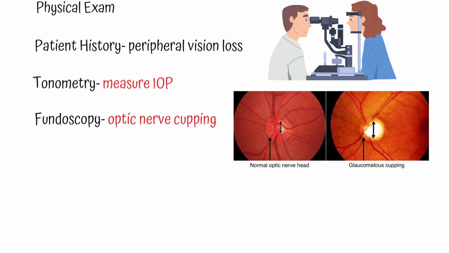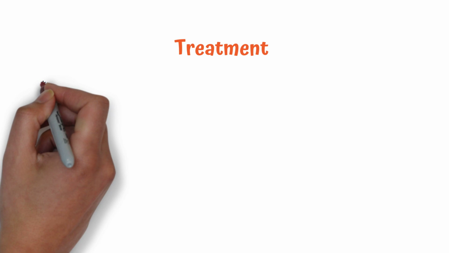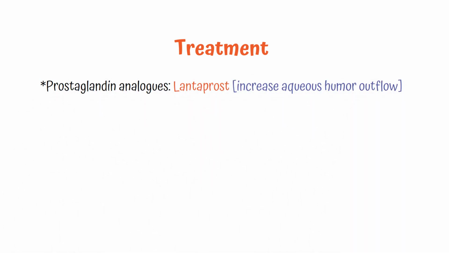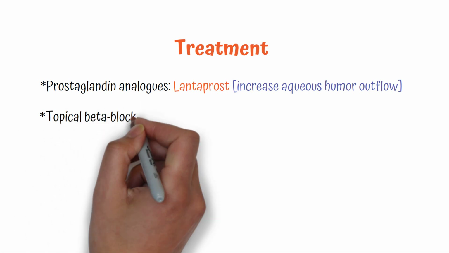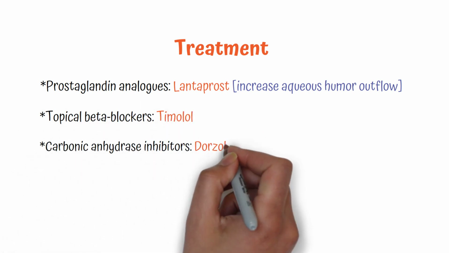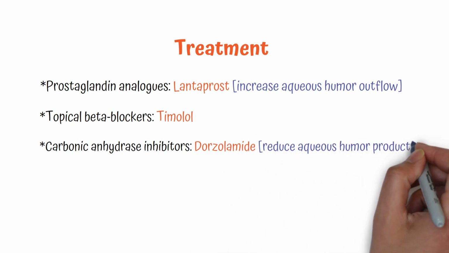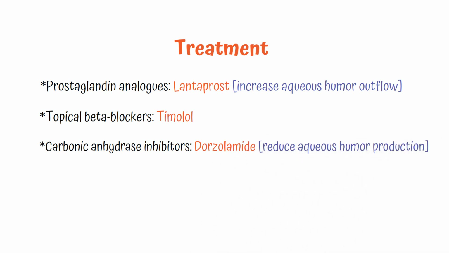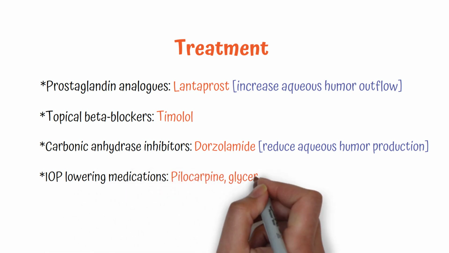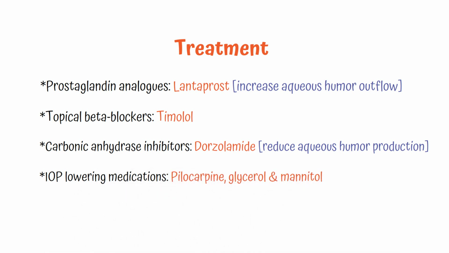Glaucoma can be managed with drugs such as prostaglandin analogues to increase the outflow of aqueous humor, topical beta blockers like timolol and carbonic anhydrase inhibitors such as dorzolamide to reduce the production of aqueous humor, and intraocular pressure-reducing medications such as pilocarpine, glycerol, and mannitol.